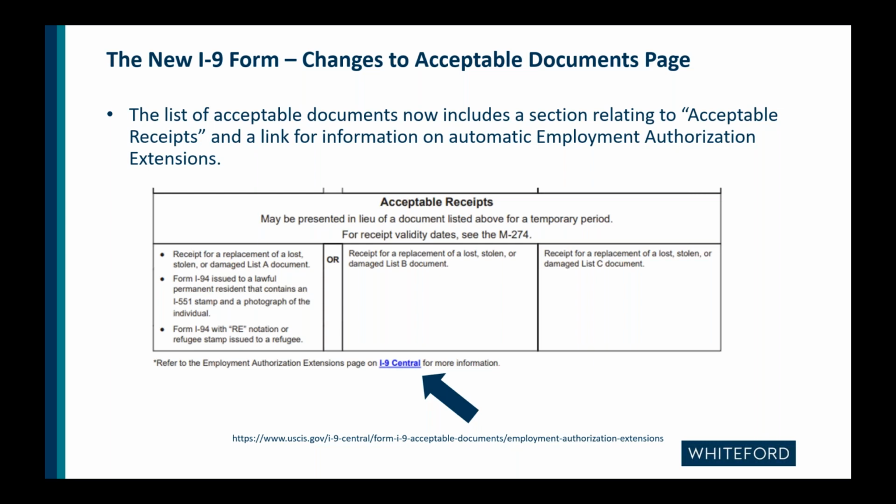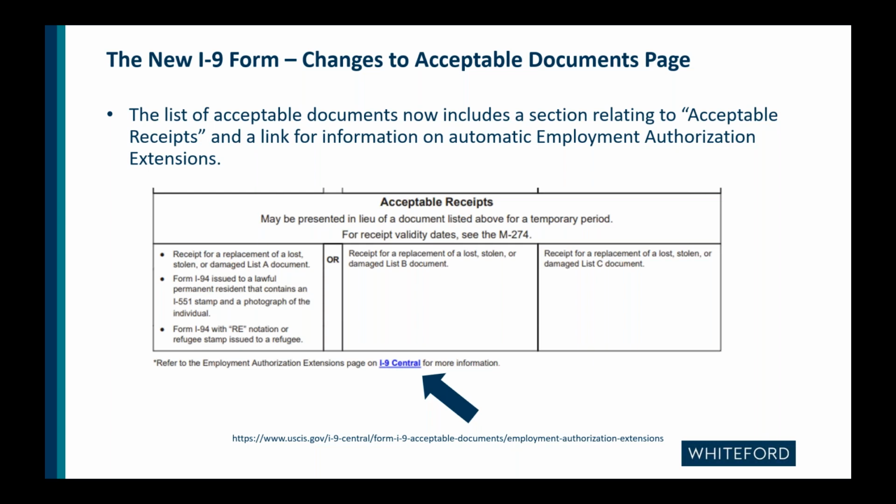Note that this refers only to replacement of a lost, stolen, or damaged document, or a Form I-94 issued to a lawful permanent resident containing an I-551 stamp, or a Form I-94 with an RE notation for a refugee. The other receipts are for lost or damaged List B documents, or lost, damaged, or stolen List C documents. A receipt that someone has applied for an employment authorization card when they do not already have employment authorization is not an acceptable receipt under this rule.